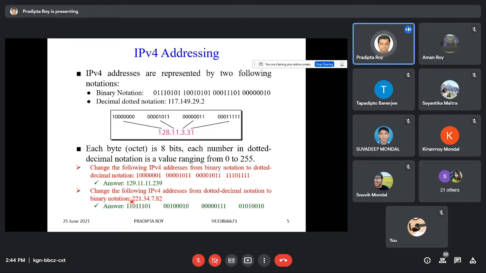Here each value is separated by a dot. Suppose the first value is 221. You need to convert that 221 into 8-bit binary and write that binary pattern. The next value is 34, which should be converted to the corresponding binary. This is the binary pattern of 34. Now 7 is equivalent to five consecutive zeros and three ones. So this is the corresponding bit pattern. In this way we can find the binary notation from the decimal dotted notation.